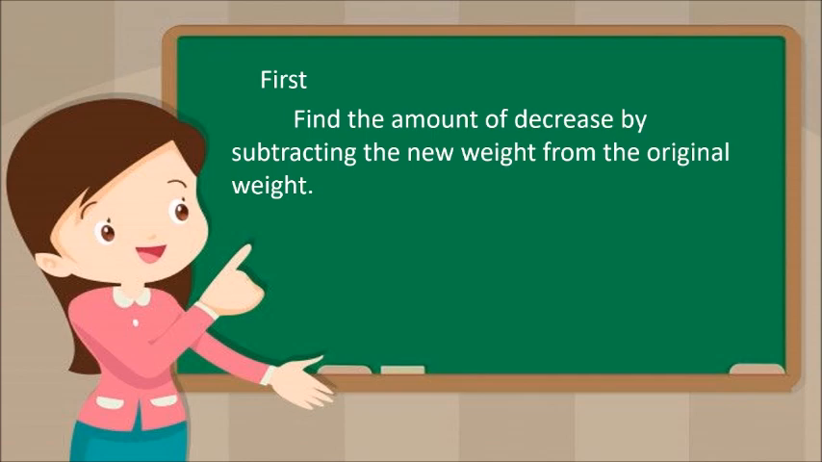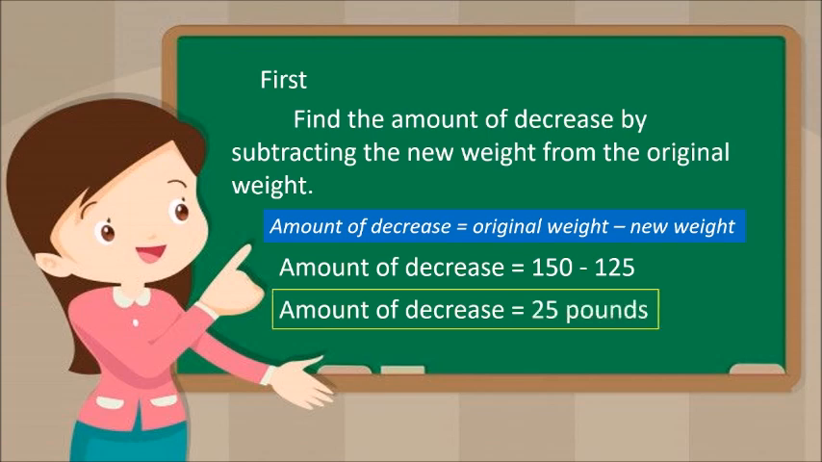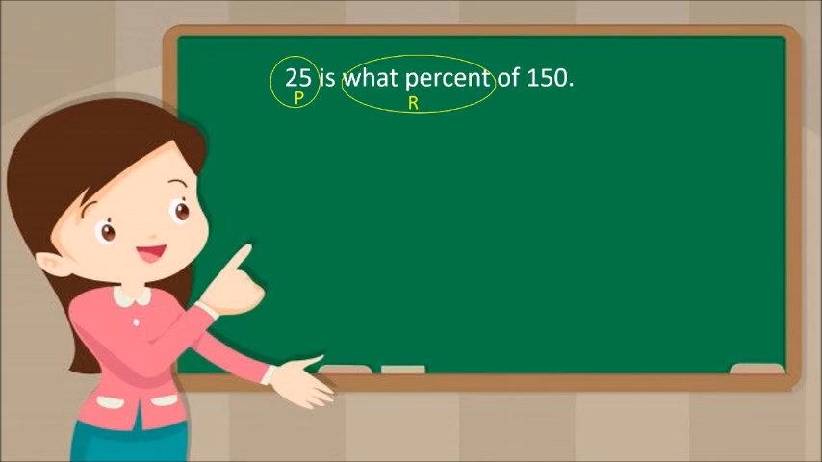First, find the amount of decrease by subtracting the new weight from the original weight. Amount of decrease is equal to the original weight less the new weight. Amount of decrease is 150, which is the original weight, minus 125, which is the new weight. So the amount of decrease is 25 pounds. 25 pounds is what percent of 150? 25 is the P, what percent is the rate, and 150 is the base or the original weight.